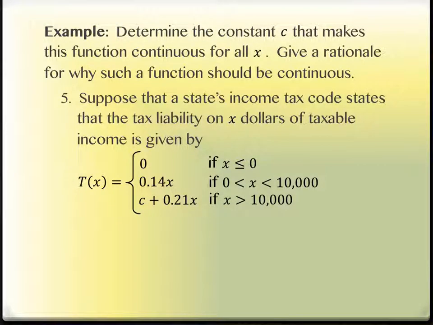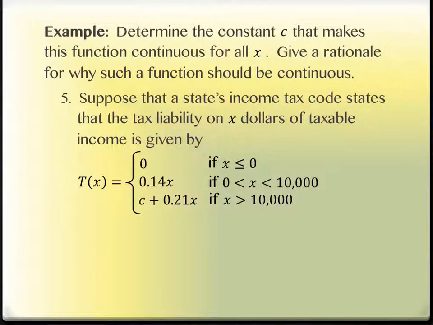Alrighty. Let's take a look at a context problem of how some of this works. We're going to determine the constant value of c, and there is only one c in the problem, that makes the function continuous for all x. And then it wants us to give a rationale for why such a function should be continuous. And here's our context. So suppose that a state's income tax code states that the tax liability on X dollars of taxable income is given by this equation.